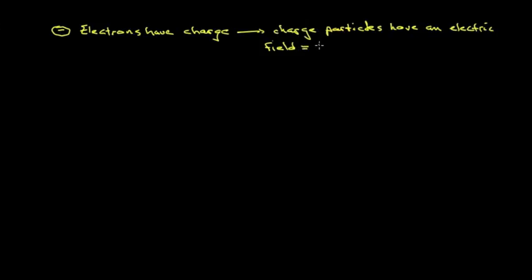Let's start by reviewing a few electrical terms. We'll be talking about electrons moving about, so let's note a few properties. Electrons have charge. An object with charge has an electric field associated with it. This field is the force of attraction or repulsion that some other test charge would feel if it came into the neighborhood of our electron.